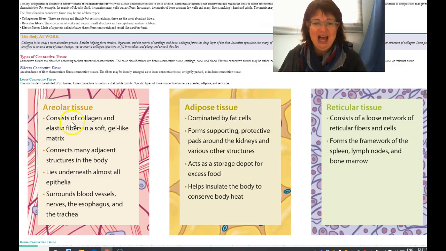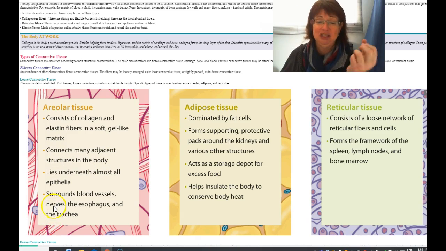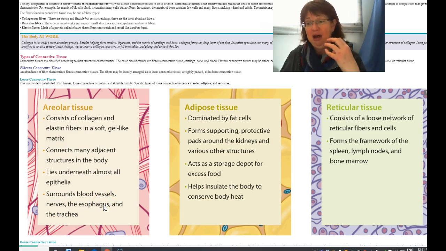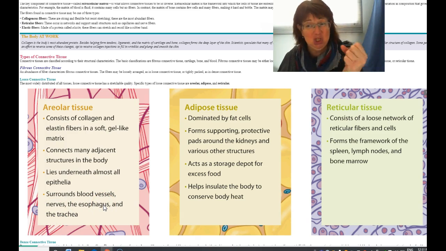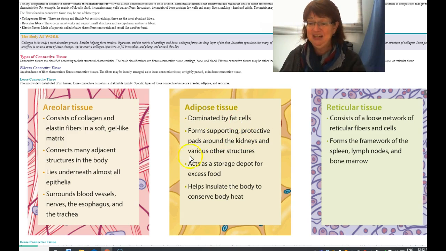So we've got alveolar, you've got your two fibers, your collagens and your elastin. Now, alveolar tissues are usually connective to something else. And this is what surrounds the blood vessels, the nerves. It's a surrounding, it's loose, it's strong, but flexible. Then you have your adipose tissue, which is your fat cells. It's protective, it's storage, and it's insulating.